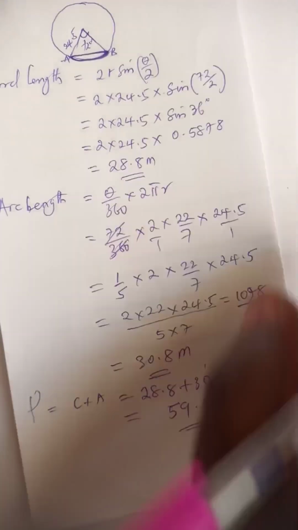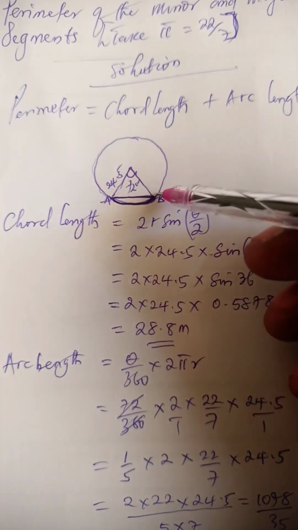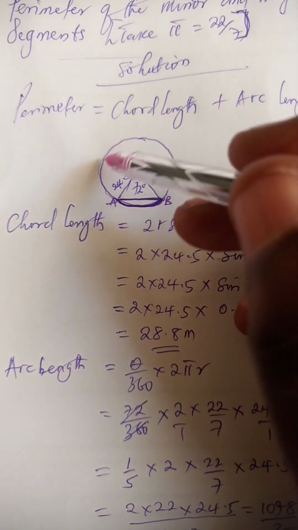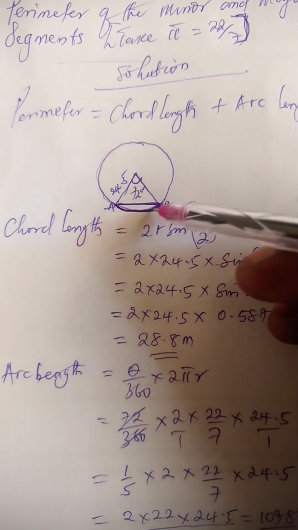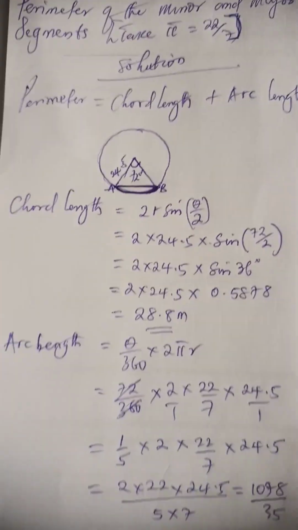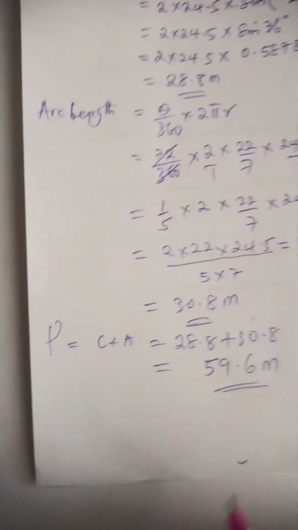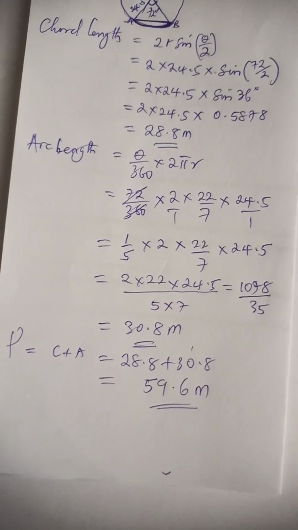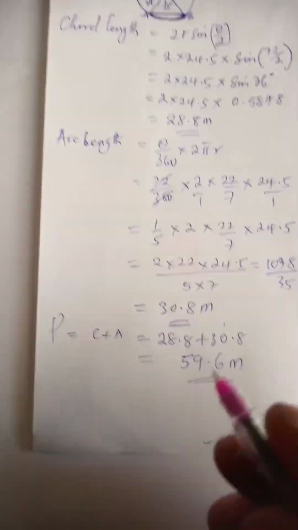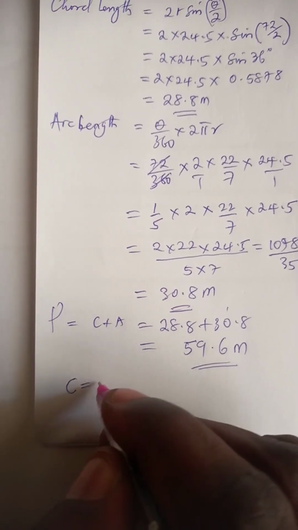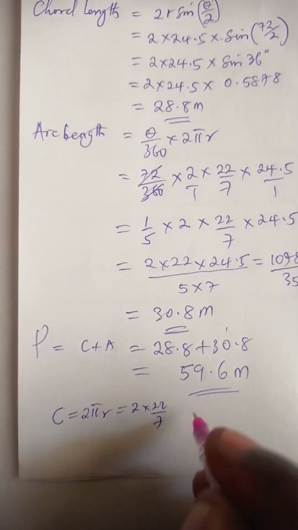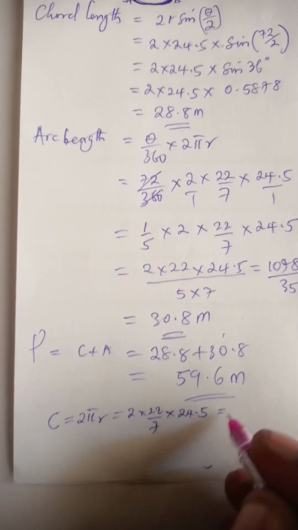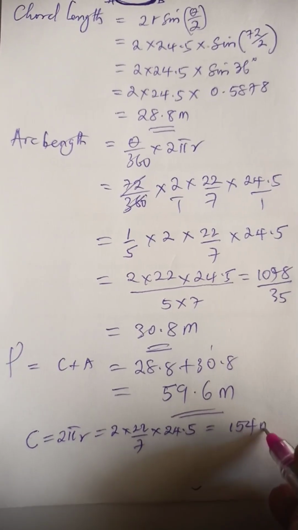So how do you get the perimeter of the major segment? Now, we know that the major segment is the other way around this portion. But the easier method to get it is we just look for the circumference of the circle and subtract this portion from it. Then we'll have the perimeter of the major segment, right? Okay, so how do we go about that? Okay, so perimeter of the entire circle C is going to give you 2 pi r, right? Which is going to be 2 times 22 over 7 times 24.5. When you do this, you're going to get 154 meters.